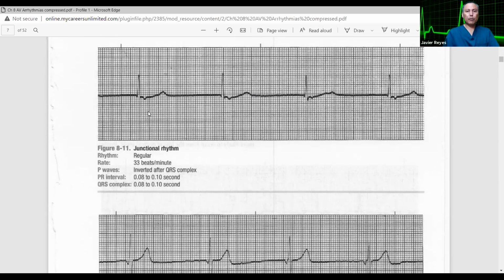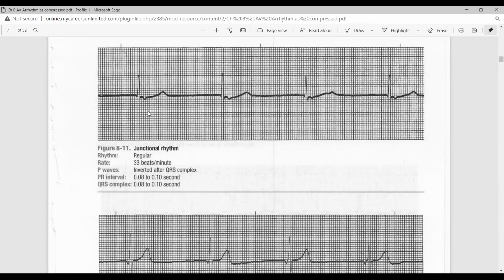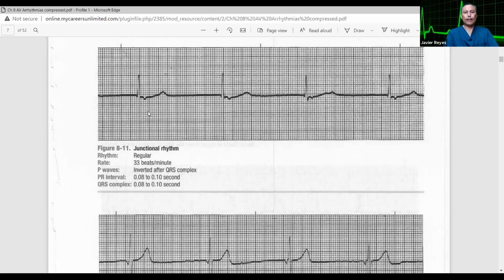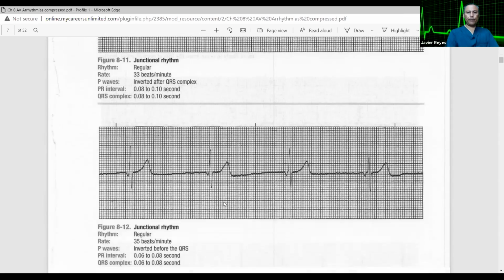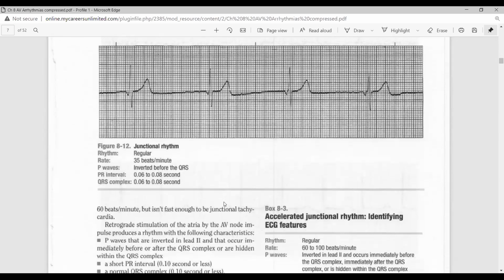Do you remember how to do the 1500 method? By counting all the little squares and then dividing 1500. Exactly, yes. So you would count the big squares: 1, 2, 3, 4, 5, 6, 7, 8, 9. 9 times 5, that's 45 into 1500, should give you about 33 beats per minute. So it meets the criteria, the heart rate and the P wave morphology. So that is a junctional rhythm.